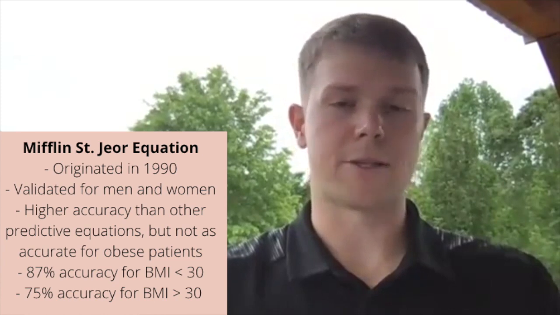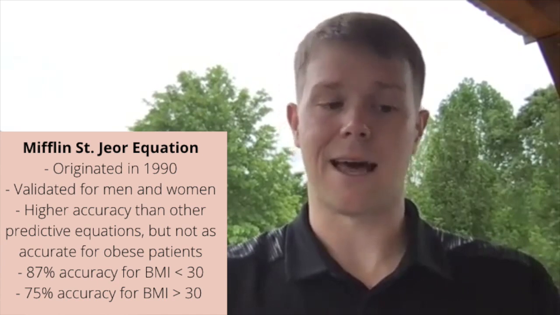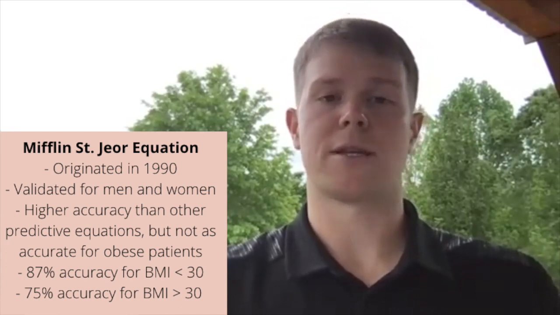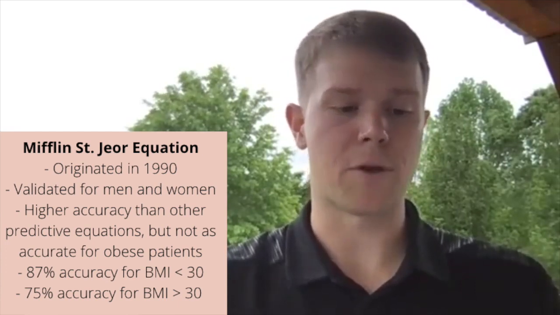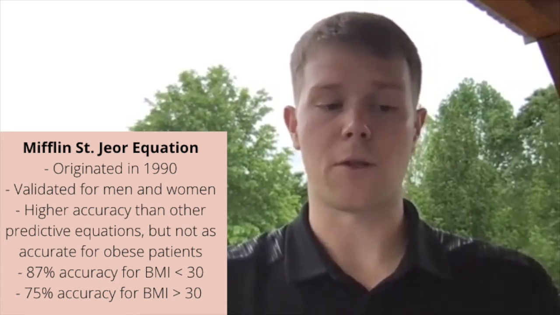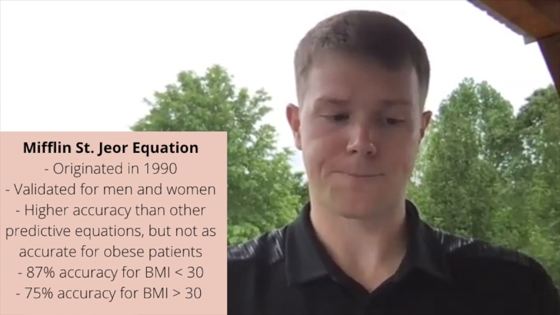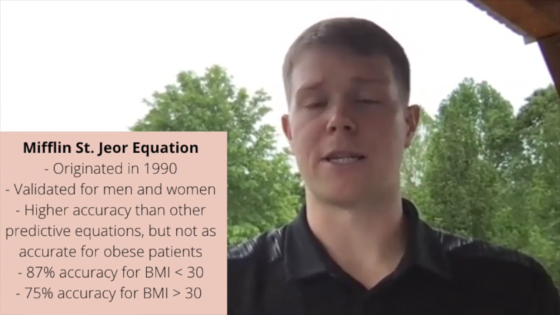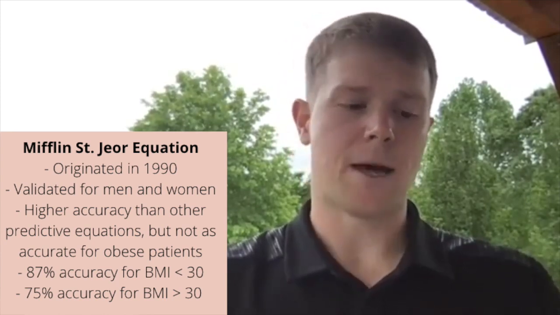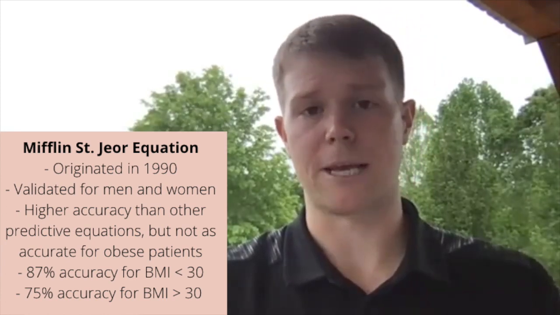The second one we'll talk about and that you're probably very familiar with is the Mifflin-St. Jeor equation. It originated in 1990. It has been validated in both men and women. The Academy of Nutrition and Dietetics conducted a systematic review, and they found that the Mifflin equation is more favorable than other equations. The accuracy of Mifflin-St. Jeor falls when applied to obese people. For instance, if you have a patient that has a BMI of 30 or higher, you're looking at an accuracy of about 75%, whereas if a patient has a BMI of less than 30, it has an accuracy of 87%.